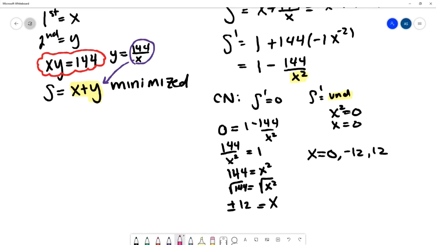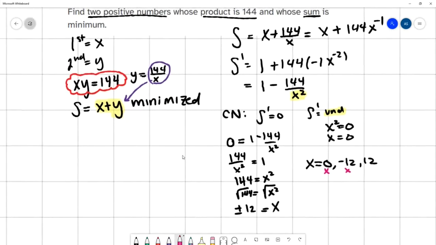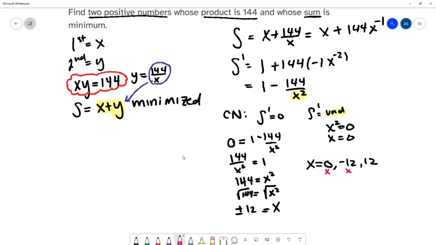Now, as far as solutions to this problem, we know that we can eliminate 0 and negative 12 because the question describes the numbers as positive numbers. So 0 is neutral, it has no sign, and negative 12 is negative. So 12 is the only one that we're considering to be a solution to this problem. And then we want to see if it actually produces a minimum value.